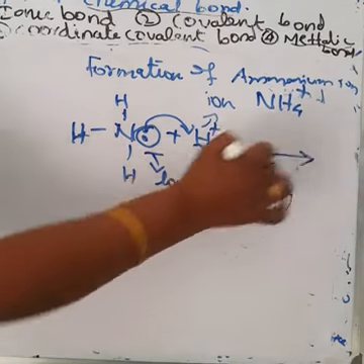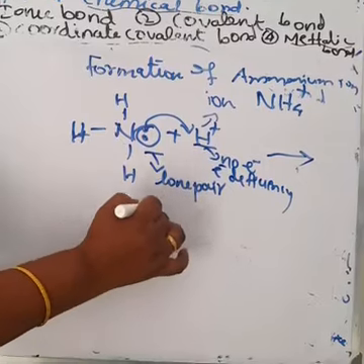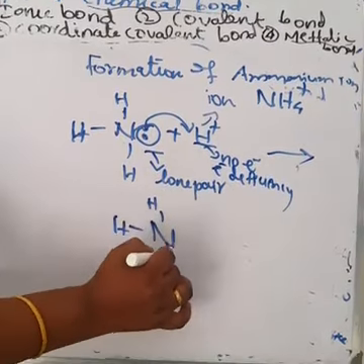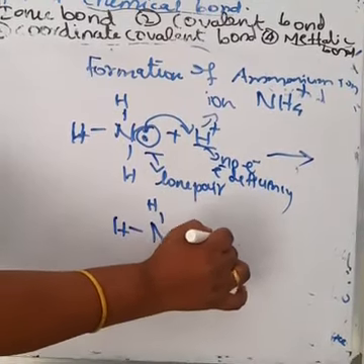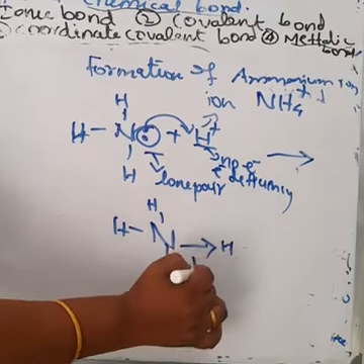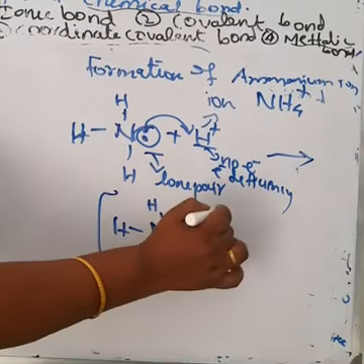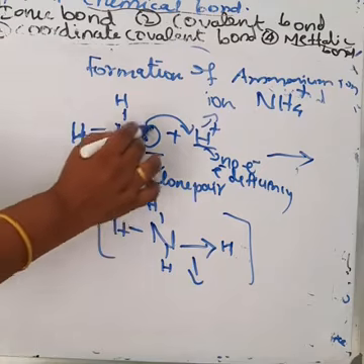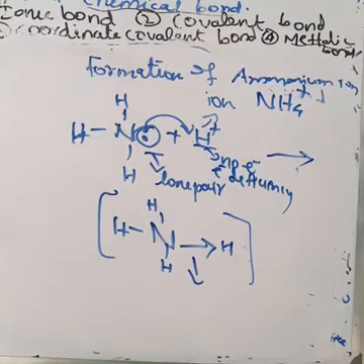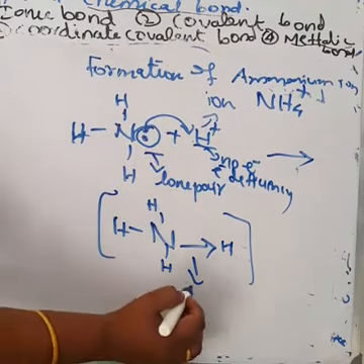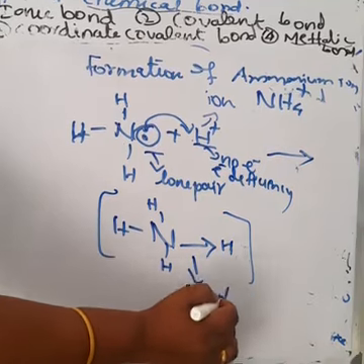This bond is known as coordinate covalent bond. Only one atom donates the pair of electrons to the other atom. The coordinate covalent bond is formed, and NH4 plus is formed.